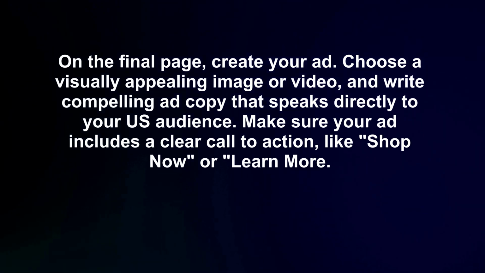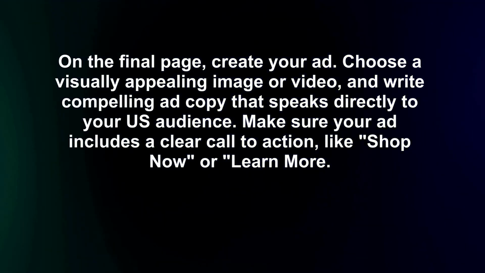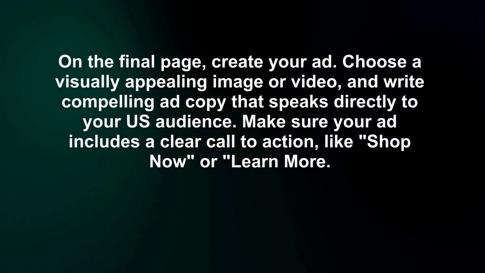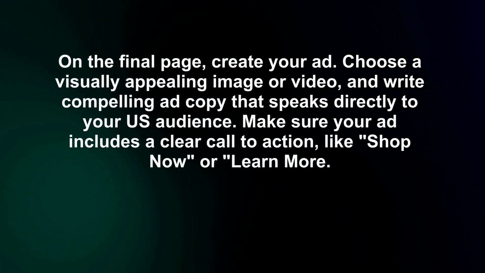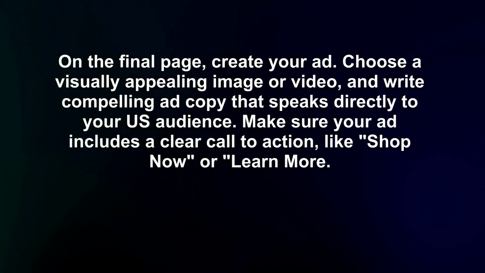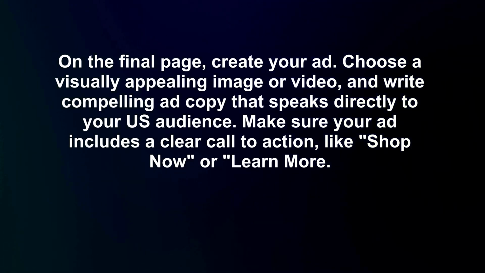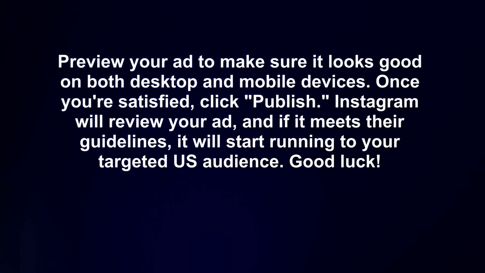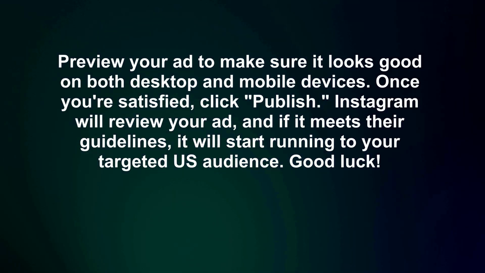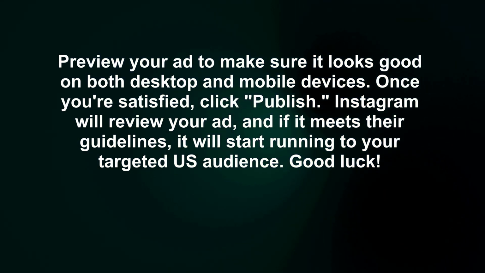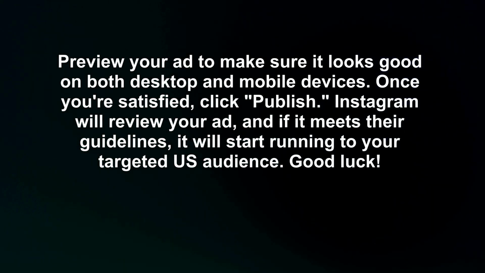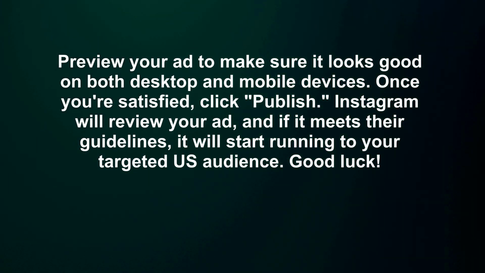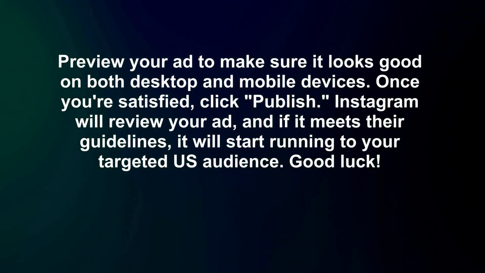On the final page, create your ad, choose a visually appealing image or video, and write compelling ad copy that speaks directly to your US audience. Make sure your ad includes a clear call to action, like shop now or learn more. Preview your ad to make sure it looks good on both desktop and mobile devices. Once you're satisfied, click Publish. Instagram will review your ad, and if it meets their guidelines, it will start running to your targeted US audience.